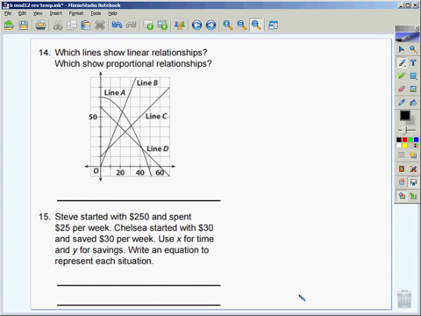Number 14 has 2 questions. Which lines show linear relationships? To be linear, they have to be a straight line. The only one that's not a straight line is A. So this should be B, C, and D. In order to be proportional, it not only has to be linear, but it also has to go through the origin, and the only one that goes through the origin is B.